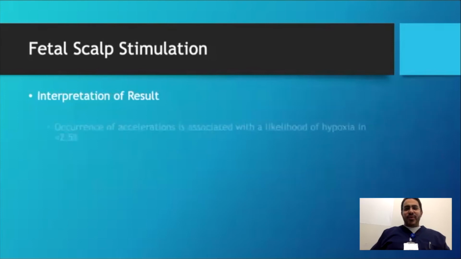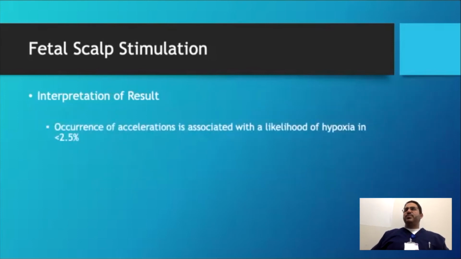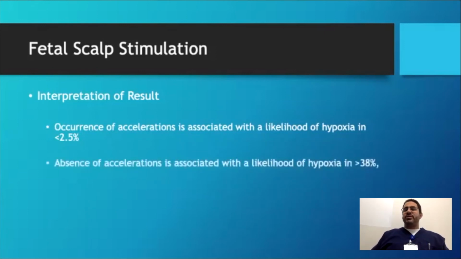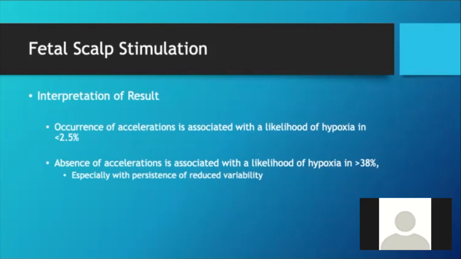If you actually get an adequate response, the risk of this baby being hypoxic is less than 2.5%. But if it doesn't respond, the risk of it being hypoxic is over 38%. So this baby is very likely unwell or hypoxic, especially if the reduced variability continues and if there are shallow decelerations as well. Does that make sense? Humera, do you have any questions about that? No, it's very clear. Cool.